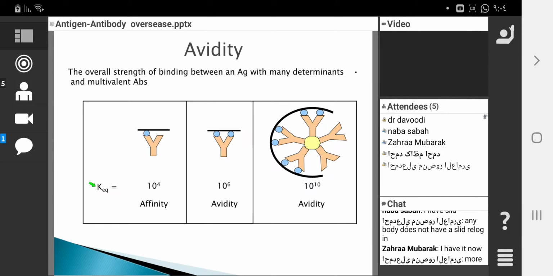So here the equilibrium constant will be 10 to the power 4, and here the equilibrium constant will be 10 to the power 6, and this is called avidity, not affinity. If it is just one epitope and one paratope, it is affinity. More than one, even two or more, will be avidity.